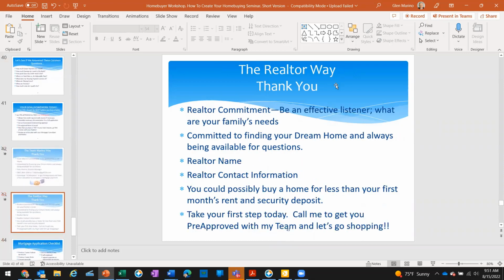The realtor way, here's where we would put in the realtor's contact information, because the realtor is committed to being an effective listener. What are your family needs? You're committed to finding that dream home. You're going to always be available for questions. The realtor's name and contact information goes in here.